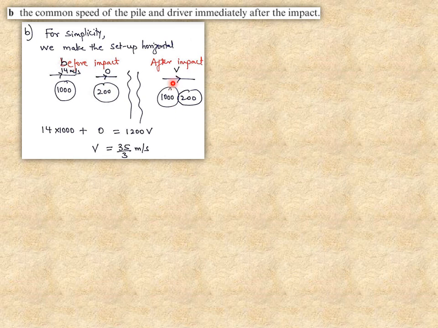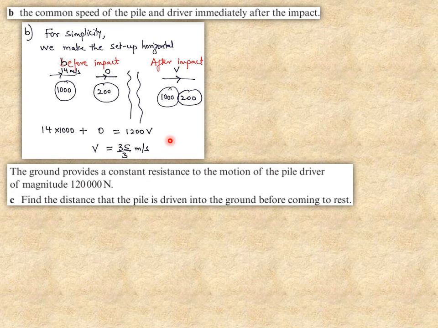What they are saying is after impact they are assumed to be moving together with a common speed. So they are joined together with the common speed. We use the same momentum formula. So 1000 into 14 plus 200 into 0, which is 0, is 1200 v, and that's it. We got the combined velocity as 35/3 meter per second.